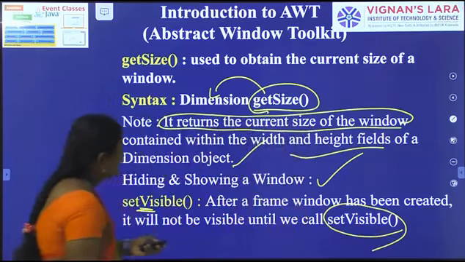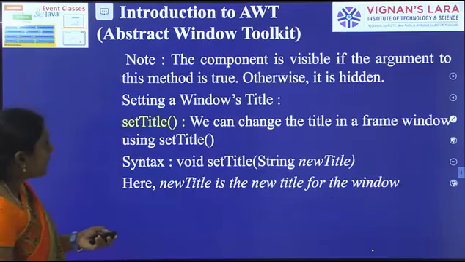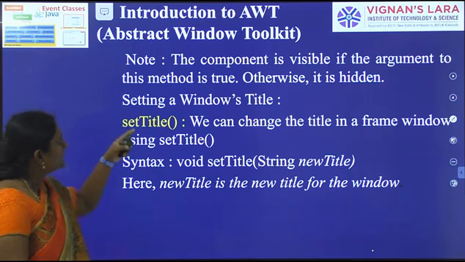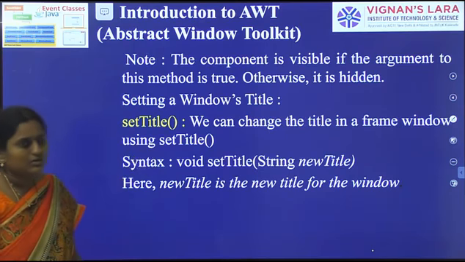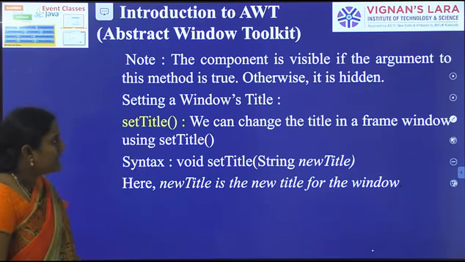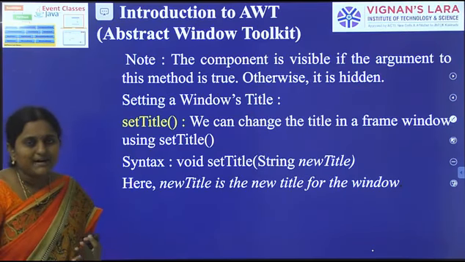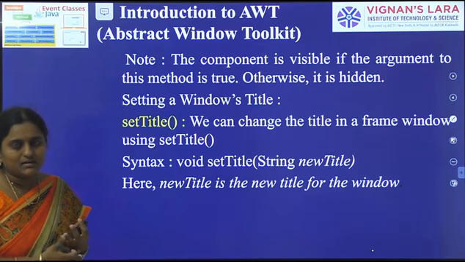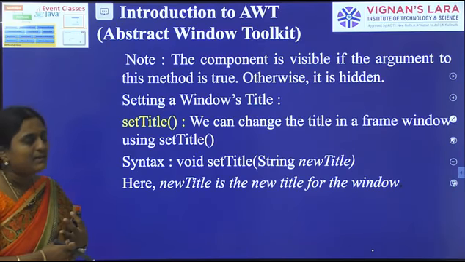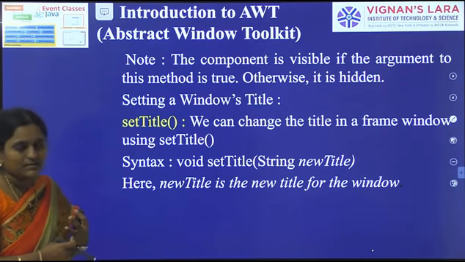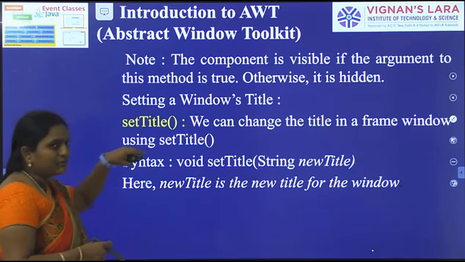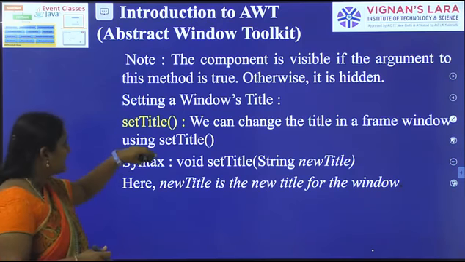Coming to the next method, the component is visible if the argument of this method is true. Next one, the setTitle method. We can change the title in a frame window using setTitle. By default we can already set the title of the frame, but sometimes we want to change the title of the frame. In those situations we can use the setTitle method.